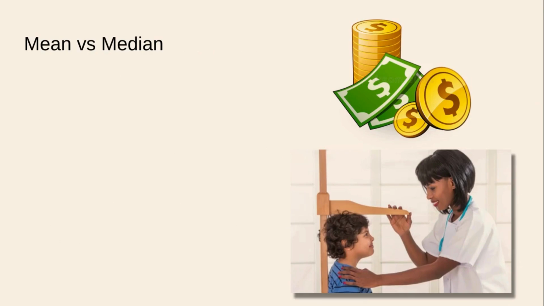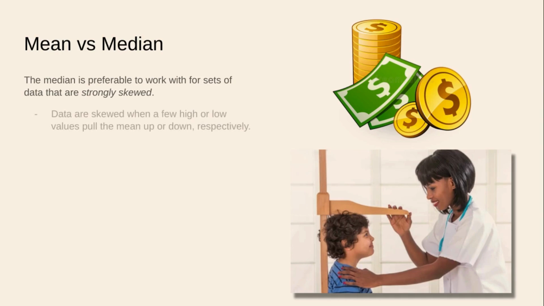Mean versus median. This is really important to master as soon as possible. The AP test loves to make sure that you know when to use the mean and when to use the median. So let's talk about it. The median is preferable for working with sets of data that are strongly skewed. If we were to look at a histogram of data for which the median would be ideal, they would be left or right skewed. Data are skewed when a few high or low values pull the mean up or down respectively. All right?